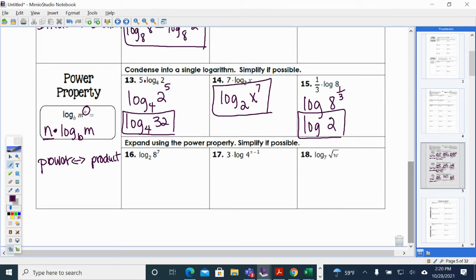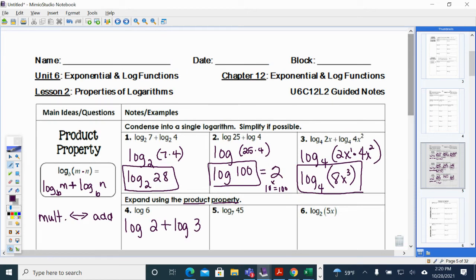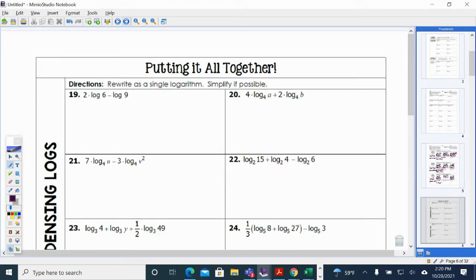And last on this page, it's all about expanding again. To expand number 16, for example, the exponent that you have on the 8 is going to become the product out front. You do need to be comfortable with going back and forth on condensing and expanding on this. This is the one and only one where you need to be comfortable with both. All right, moving on to the next page, putting it all together.